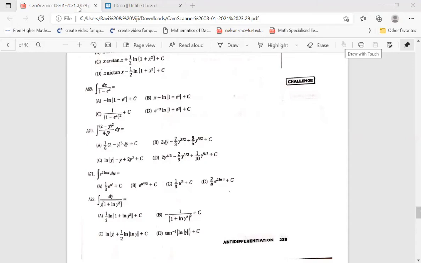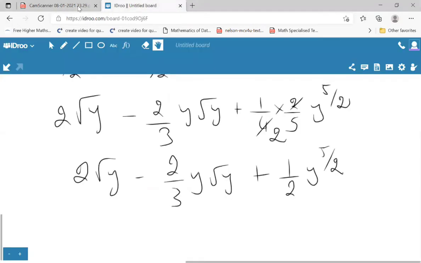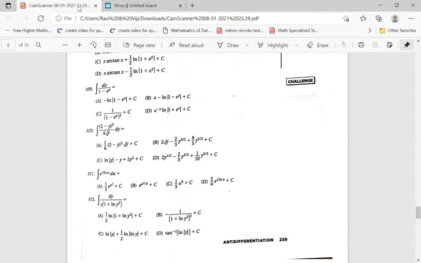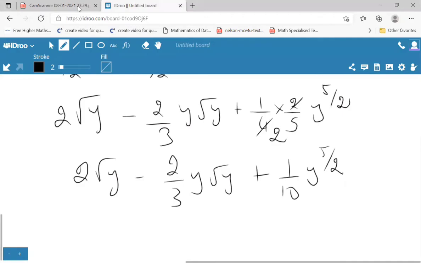So we can see that, I'm sorry, 2 into 5 will become 10. I forgot to put that. So that will be 1 by 10. So you can see option D is correct. So 2 root y minus 2 by 3 y to the power of 3 by 2 plus 1 by 10 y to the power of 5 by 2. So option D is the correct answer.